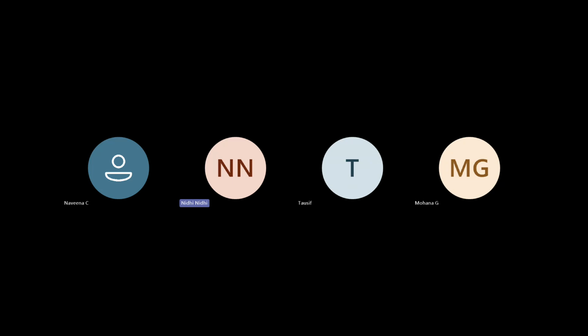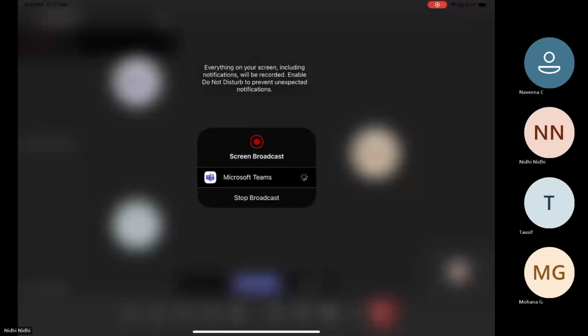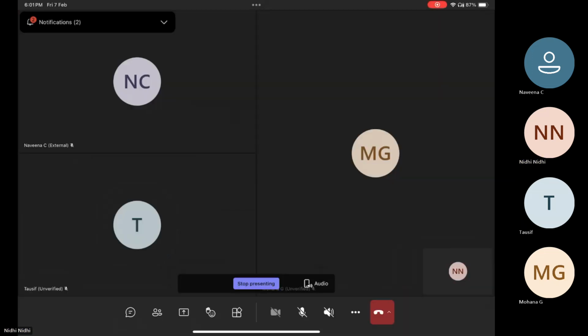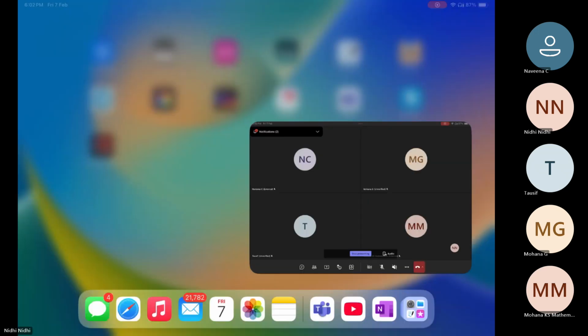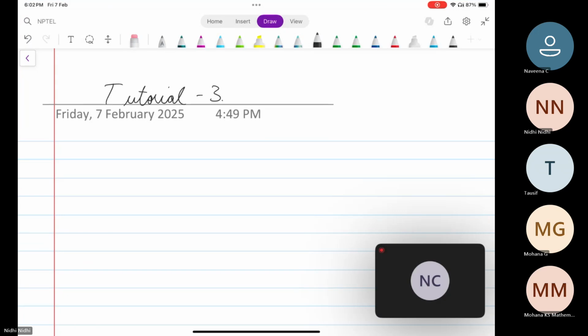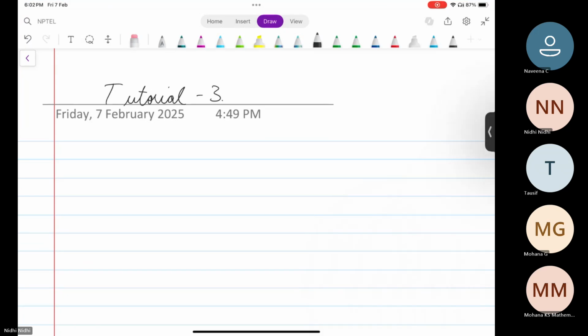So let's start. Today we'll be discussing some problems related to the bounded linear operators and their norms. I hope my screen is visible. Okay.